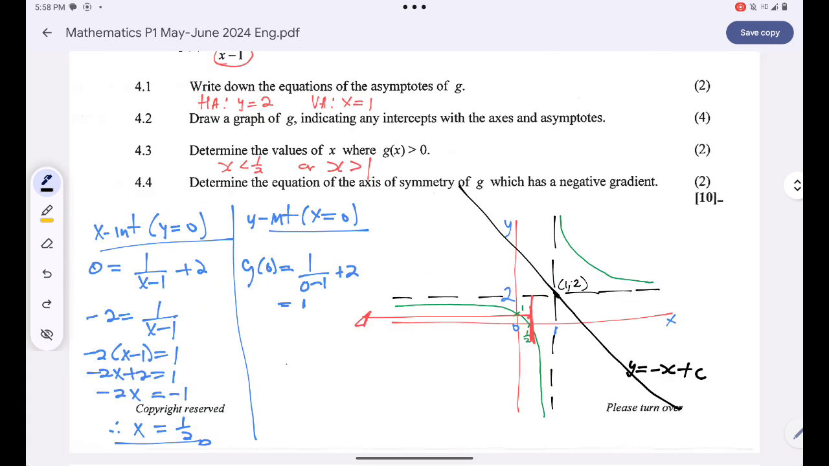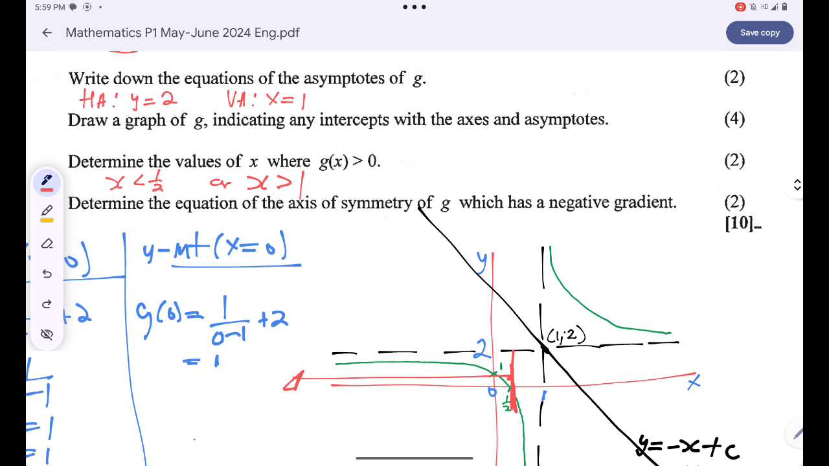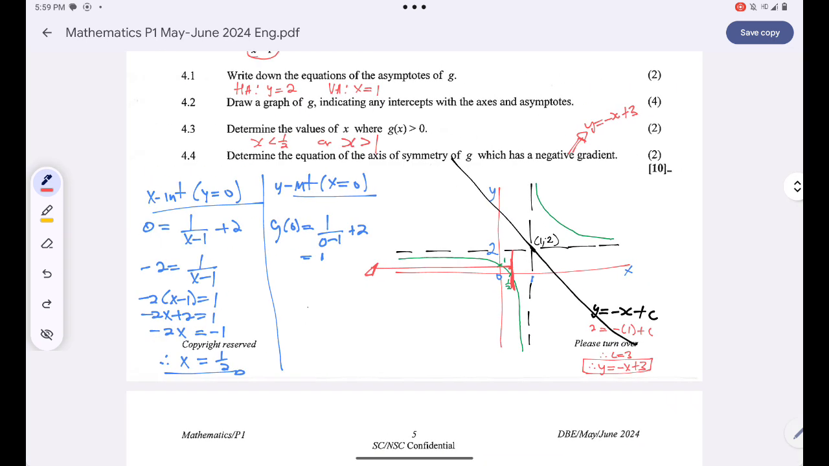I just substitute the point into the equation to find the value of c. So y is 2 and x is 1, therefore c is equal to 3. Therefore the equation of the axis of symmetry is y equals negative x plus 3. This is the equation of the axis of symmetry with the negative gradient. So that's how we're supposed to tackle that question.